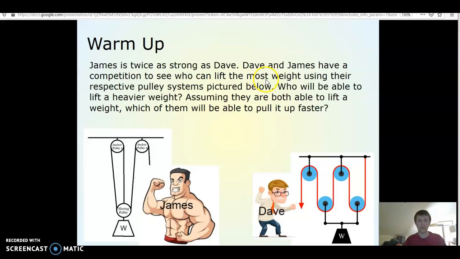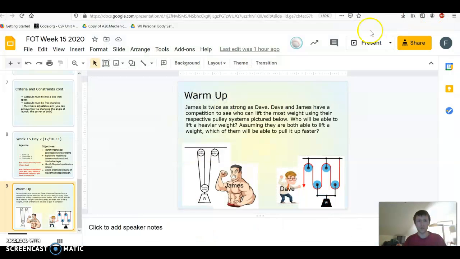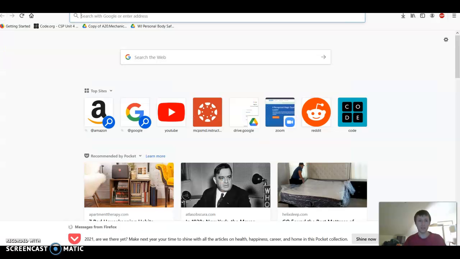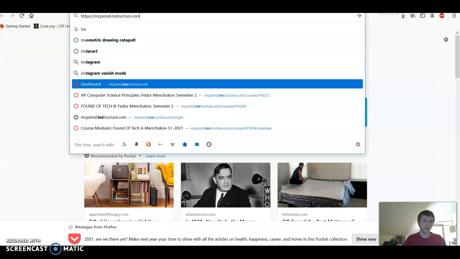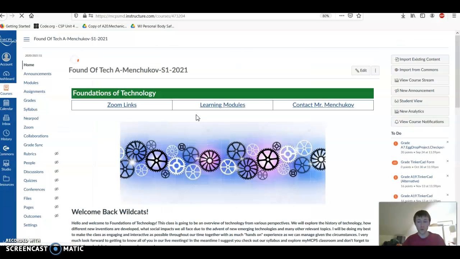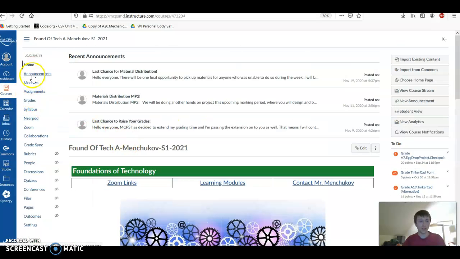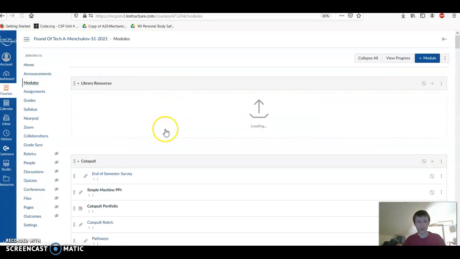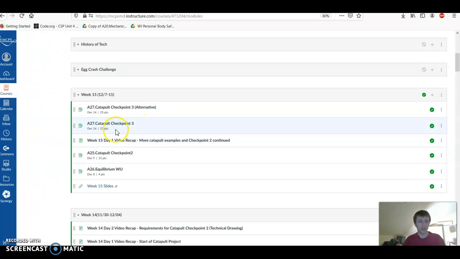Now let's take a look at your assignment. If we head over to my MCPS, we've got a couple of things for you to do here. Thing number 1, remember, is checkpoint 2. If you still owe me that, that is priority number 1. Otherwise, under modules, you will see there are 2 versions of checkpoint 3. There's the regular one and the alternative.